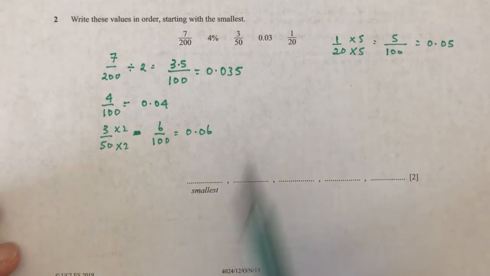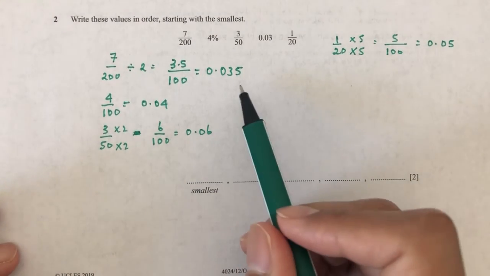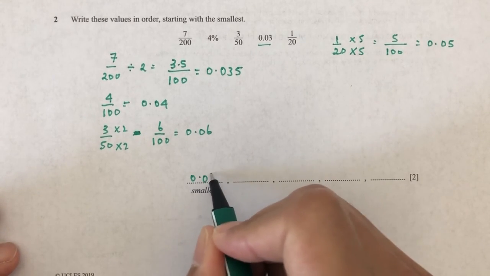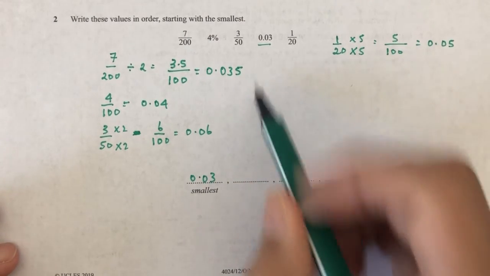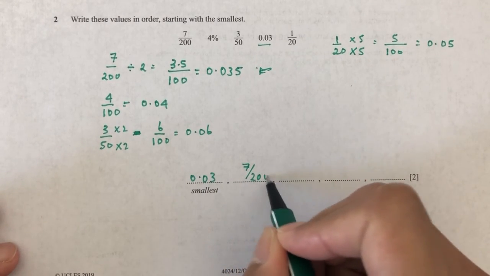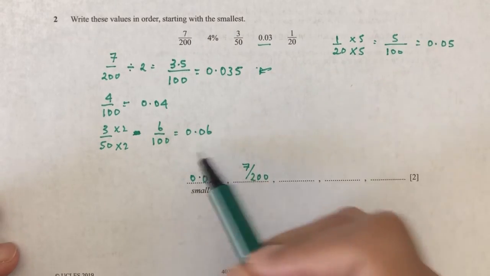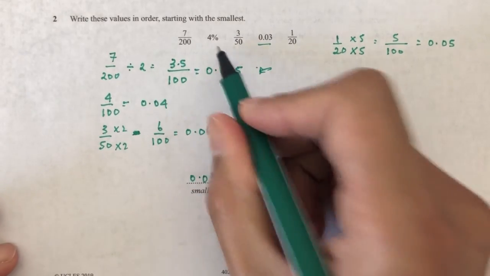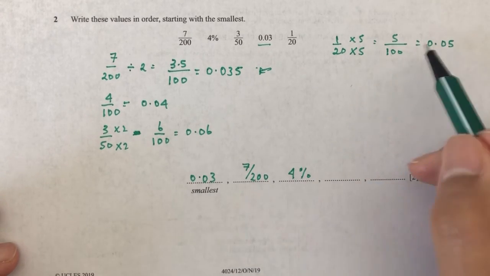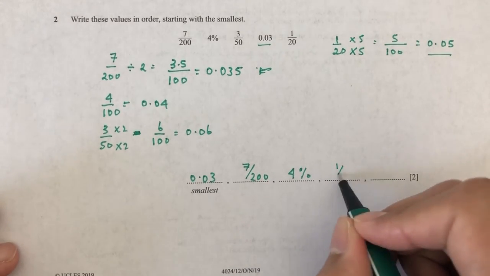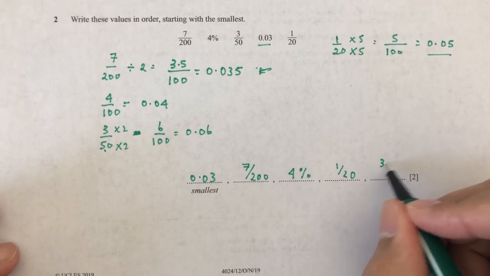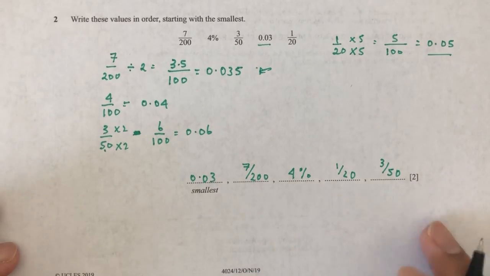So now which one of those numbers is the smallest? So we can see that this one is the smallest, so it will be 0.03. Next one will be this one, which is 7 over 200. Next one will be this one, which is 4%. And the next one will be 1 over 20. And the last one is 3 over 50. And this is your answer for part 2.